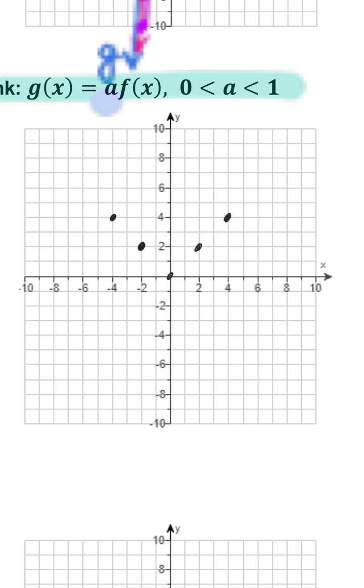So if you notice, you've got a graph that looks like a V. So there is your parent function, or the original function.